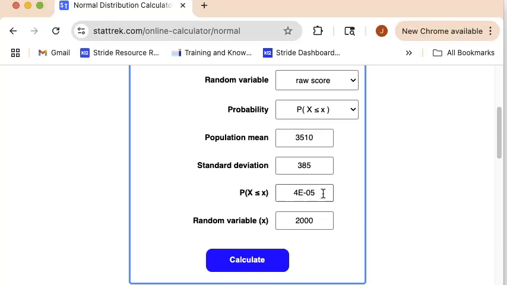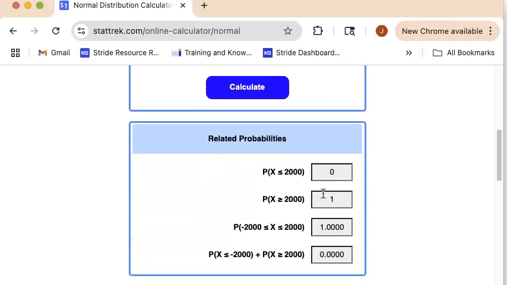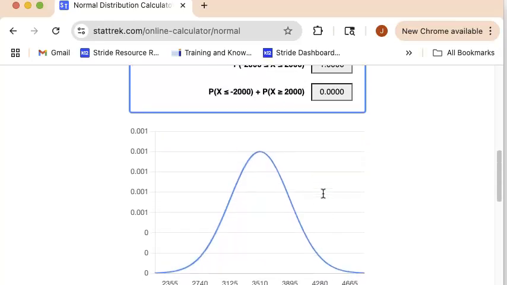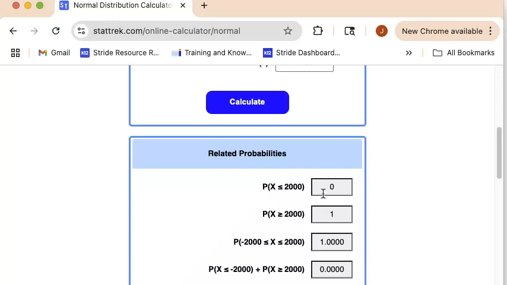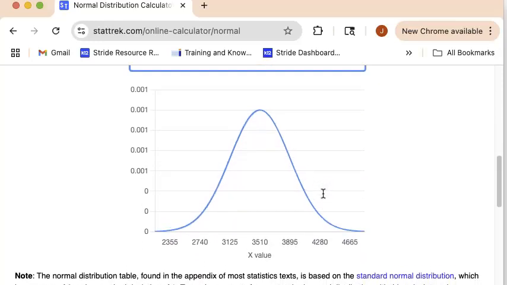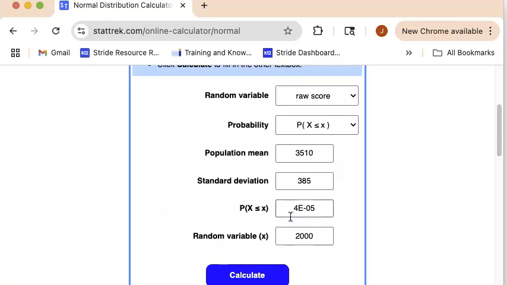So what I get, 4e negative 0.5. What does that mean? Well, the nice thing about this is not only does it give you these numbers, I didn't show you, it also shows you this graph here. So notice that 2,355 is like there. Less than 2,000 is pretty small. Now, to really elaborate, what does that mean?